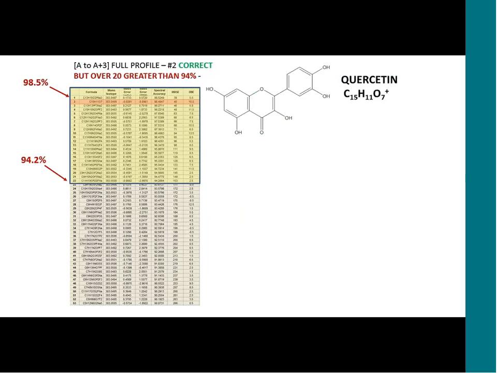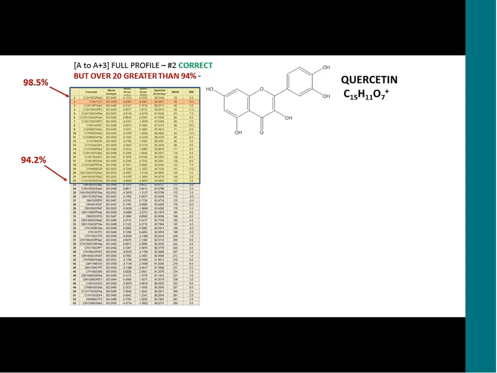Well, let's try another example. Here is the molecule quercetin. 15 carbons, 11 hydrogens, 7 oxygens. And don't try to read the list. I just want you to get a grip on the size of the yellow box. I now have 22 answers between 94% and 98% spectral accuracy when I consider the entire profile, A all the way through A plus 3 in this case.